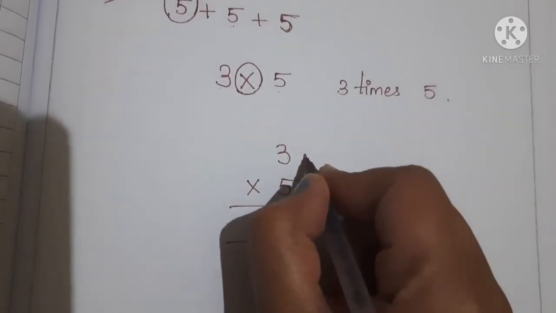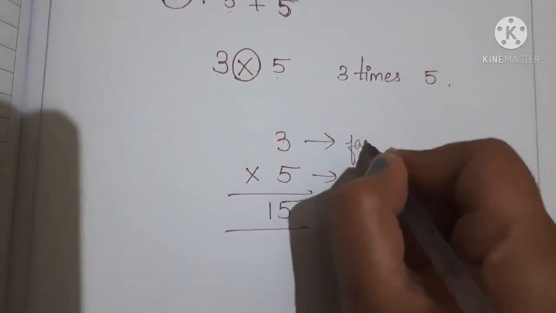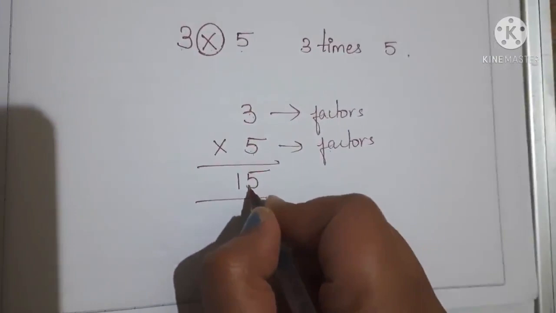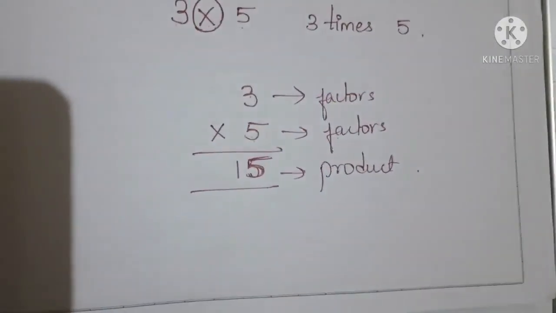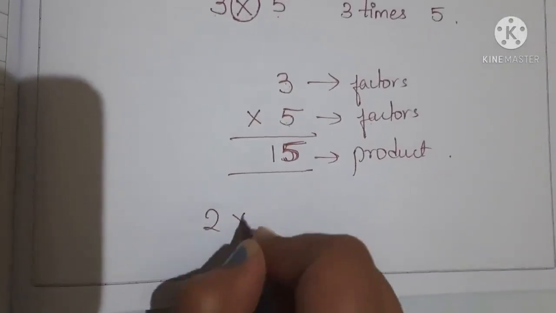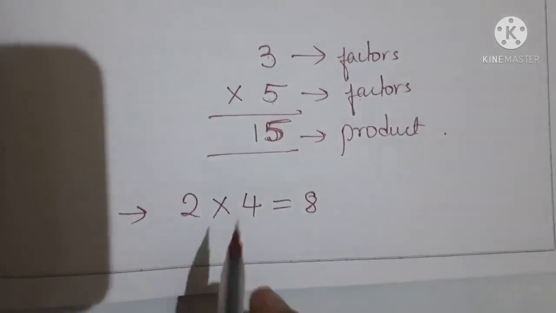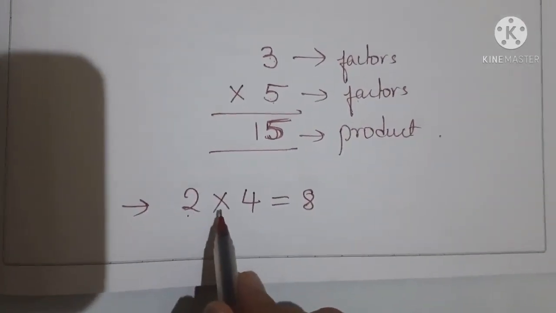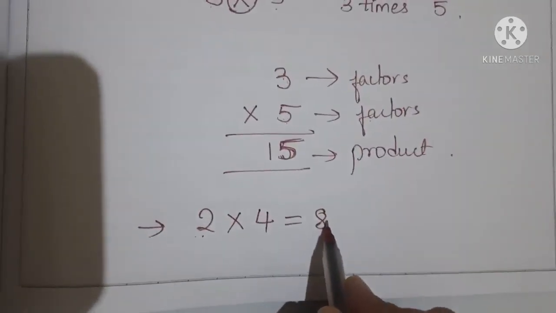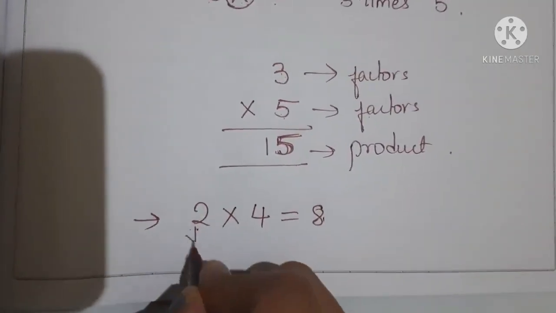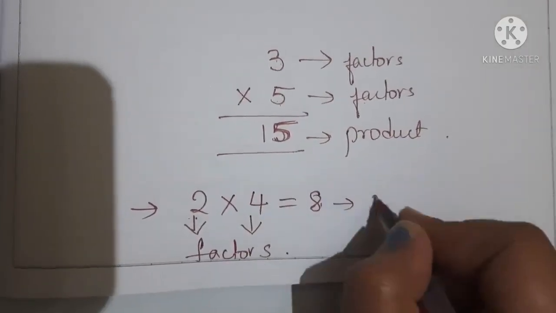So, here in any multiplication, these numbers are called as factors. And answer is called as product. Now, can you tell what are factors and product in this question? 2 times 4 is equal to 8. Now, tell me what are factors here? 2 and 4 are factors and 8 is product.